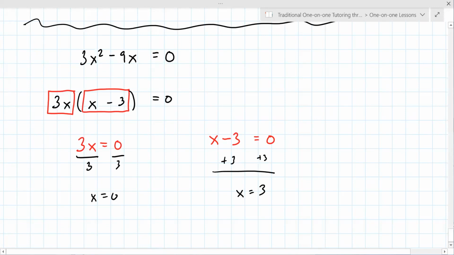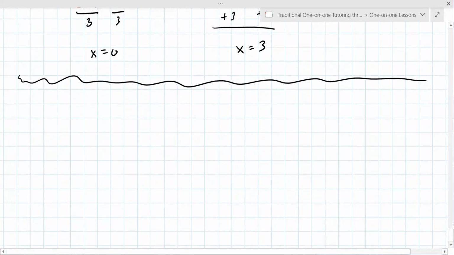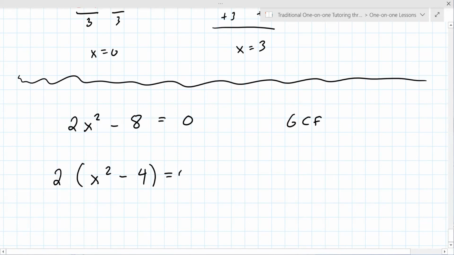So then what happens if the factor without an x is not 0? What if it was 1? We're going to do an example like that right now. So let's say the problem is 2x squared minus 8 equals 0. What is the GCF? 2. So this becomes x squared minus 4 equals 0.